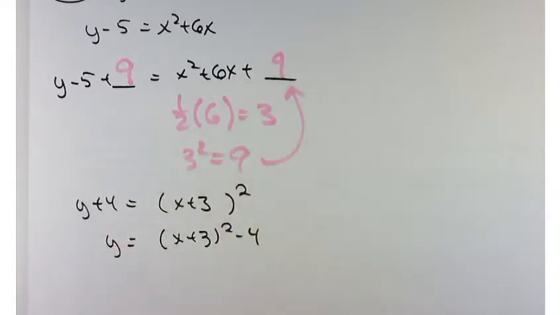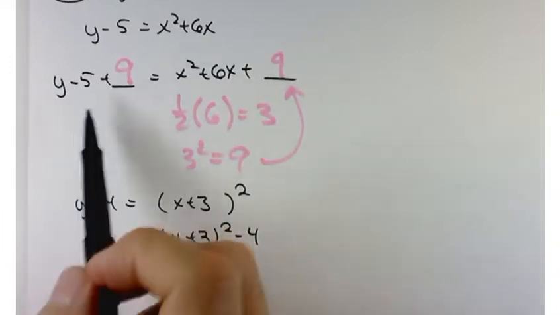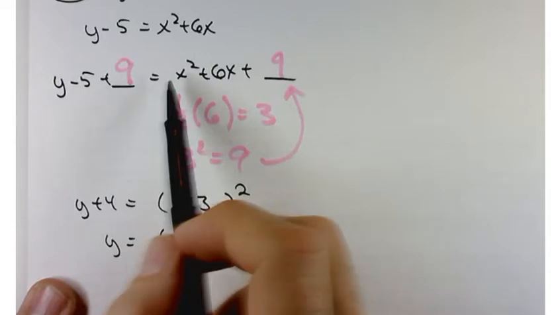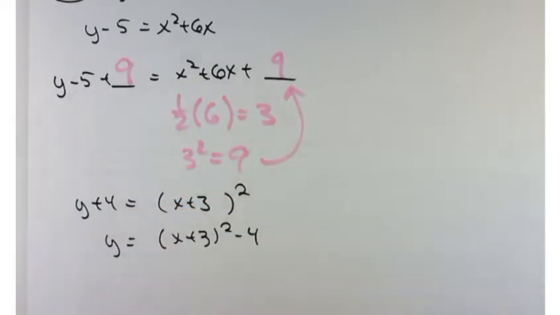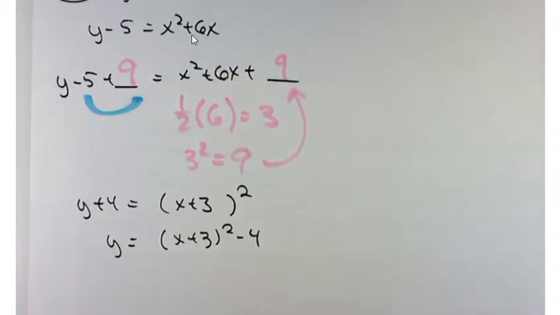Is that good? Right here. So when I added 9 to both sides, I had a y minus 5 plus 9. These two terms here combine. That's all I did. Anything else on 44 here?